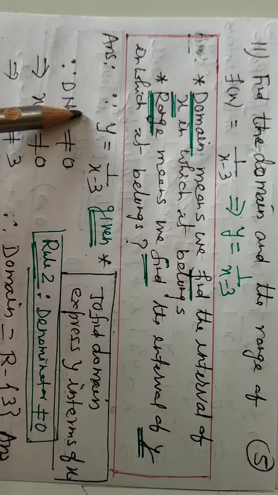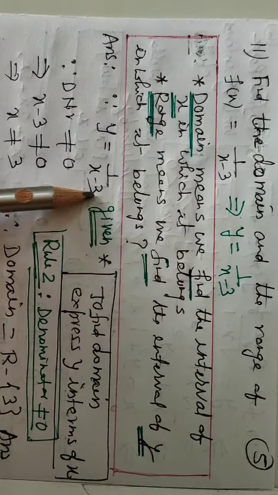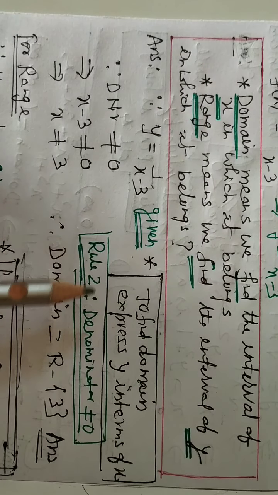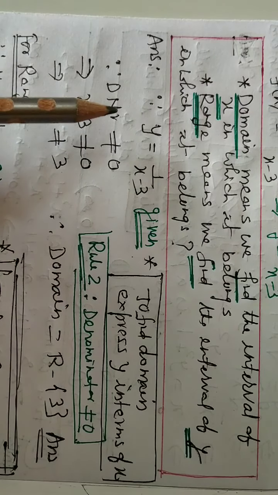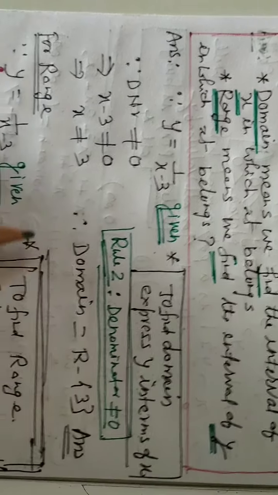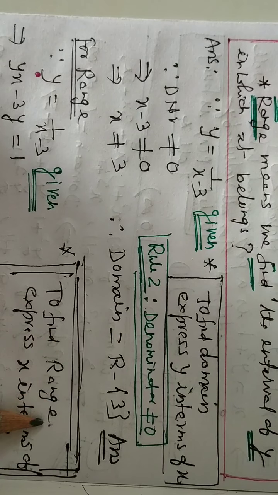Already expressed, y is equal to 1 over x minus 3. So according to the definition, rule 2 already discussed, the denominator is not 0. So this x minus 3 is not 0, so x is not equal to 3. So domain is equal to real numbers minus 3.